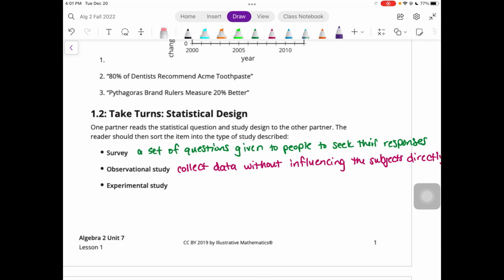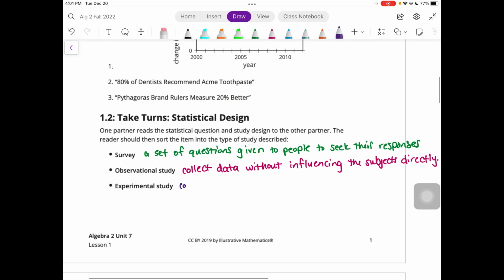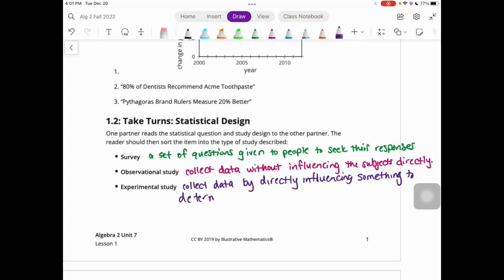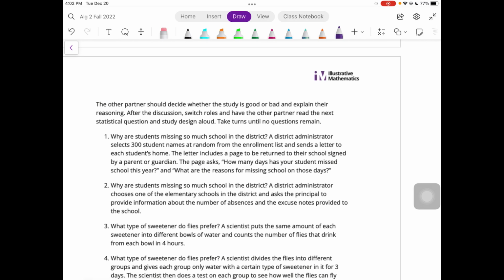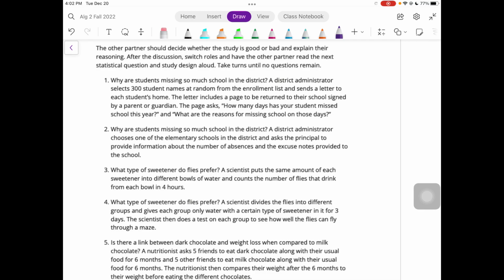And then an experimental study, you collect data by influencing something to determine how another thing has changed. So you collect data by directly influencing, so you've changed something, to determine how another thing has changed. All right, so we're going to take a look at these designs and see if we can put these into categories. All right, so let's take a look at the first one.